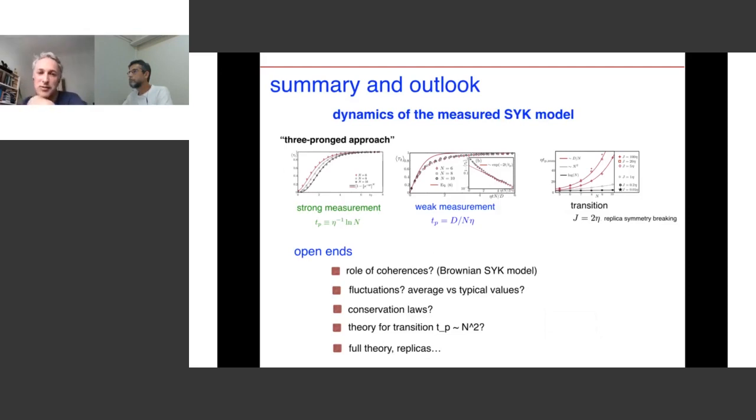We have understood some things about these problems, but there are some open ends where we would of course like to make progress. I'm not sure how hard this will be, but in the end, what we would really like to have is the full theory. Maybe there are other ways where replicas are not needed, but we would also like a theory that predicts, for example, the purification time scale at the crossover or at the transition to scale as n squared and so on. Okay, and with this, I thank you for your attention.